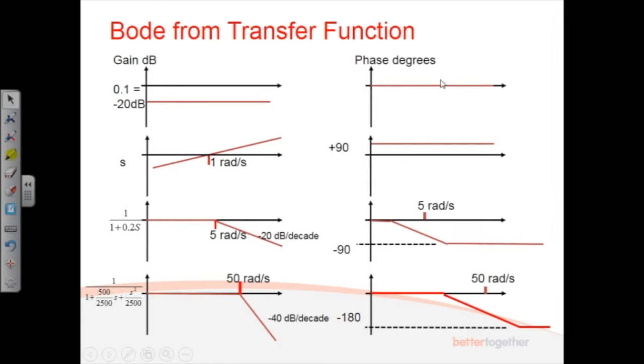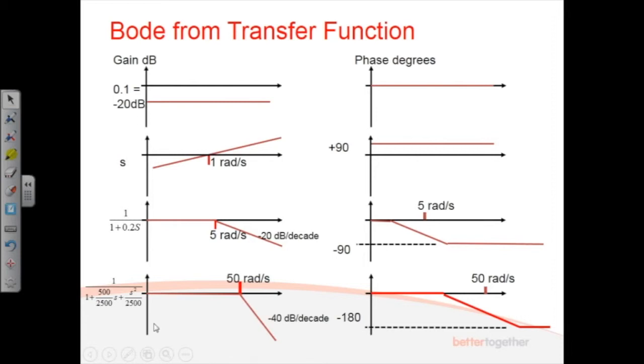Gains don't contribute any phase shift, so that's just a flat line. There's my differentiator. It's got an upward slope of 20 decibels per decade, and it always contributes plus 90 degrees of phase shift. There's our first order lag with a corner frequency of 5 radians per second and a minus 20 slope, and you can see that the phase shift starts off at 0, ends up at minus 90.